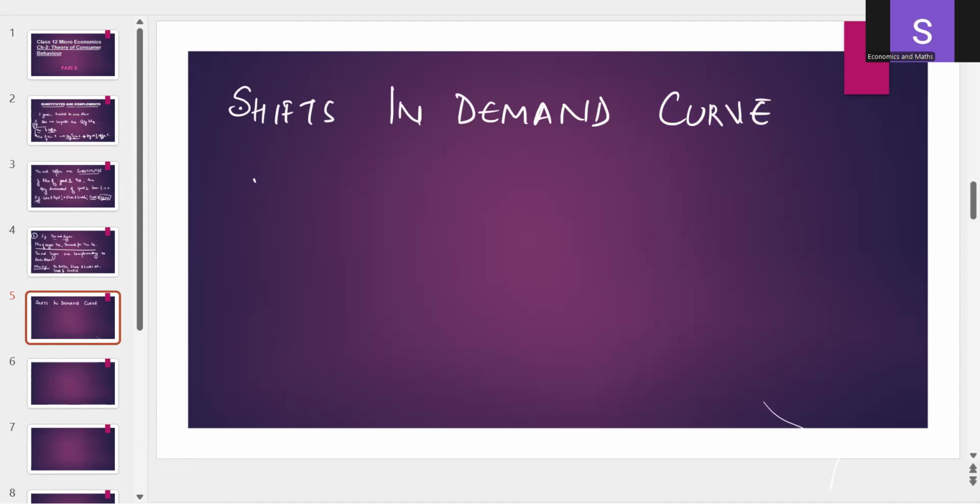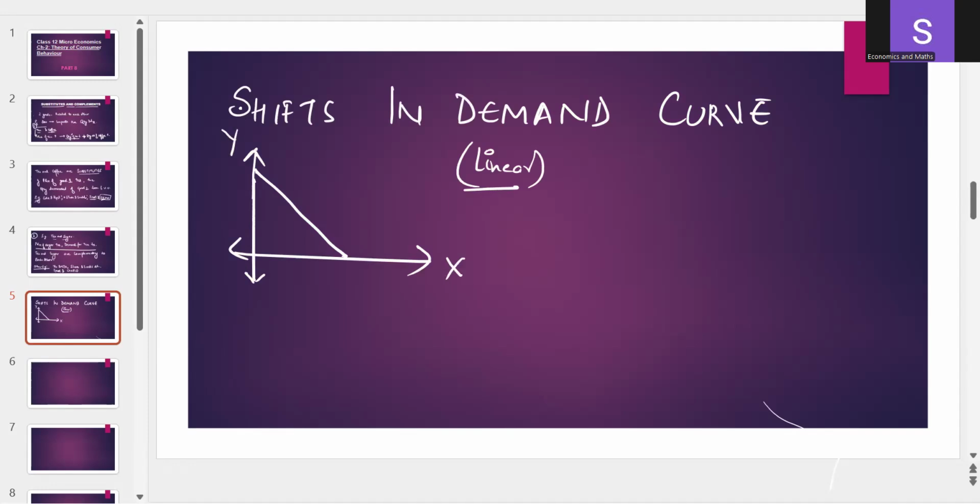Okay, so let's say that it's a linear demand curve, right? So we are assuming it's a linear demand curve, and this is y, this is x, and this is a, and this is b.